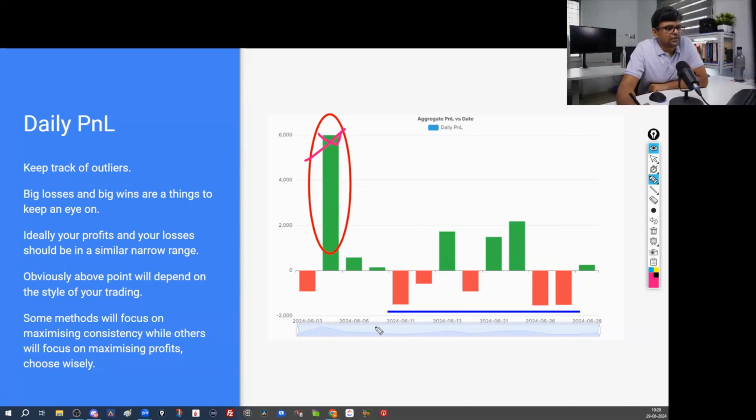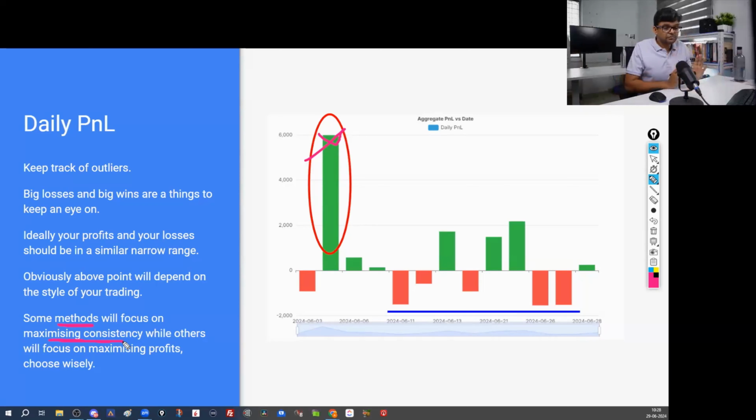All right. Now, as I said, some methods will focus on maximizing consistency. I want that. If you're an intraday trader, short-term trader, or even a short swing trader taking trades for weekly expiry, maybe using credit spreads, which I love, which is a very consistent way of making decent profits, those are the methods that are focusing on maximizing consistency.